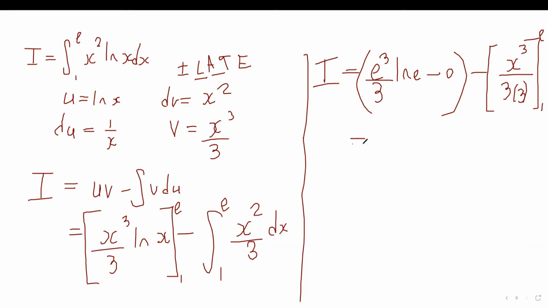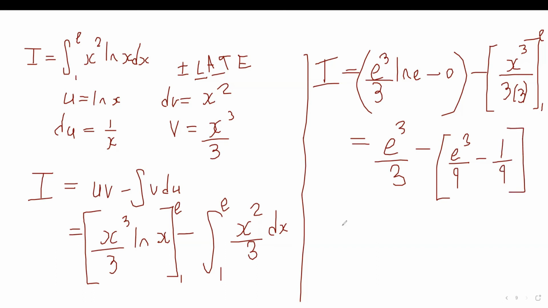So what we're going to end up getting is ln e is 1, so we end up with e cubed over 3 minus, we can plug in over this side now. Plugging in e over this side, we're going to get e cubed over 9 minus, plugging in the 1 now, we get 1 cubed, which is 1 over 9. This is what we're getting. So simplifying this now, Marika.